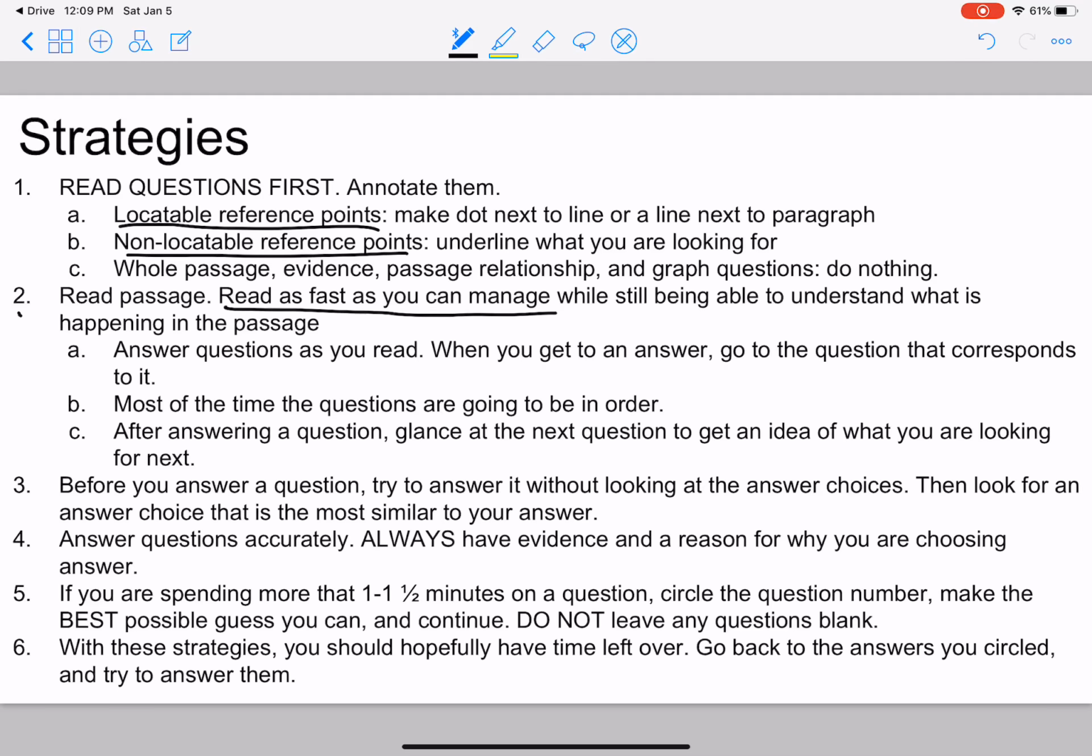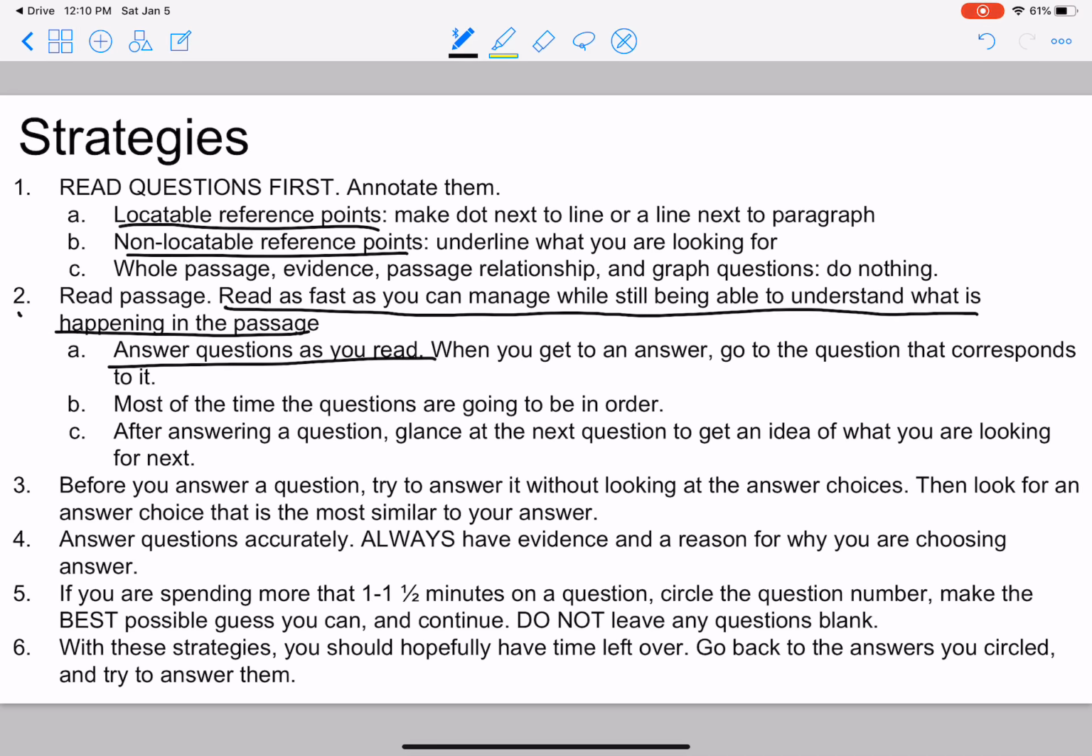Obviously, try to read as fast as you can manage while still being able to understand what is happening in the passage. We might want to read really fast so we can get it over with and make sure we have as much time as possible. But if you read so fast that you don't understand anything and you have to go back and reread, it's pointless. So just read well and read correctly the first time, so you don't have to reread over and over again and waste even more time, right? So just try to read as fast as you can, but just fast enough that you can still understand what you're reading, okay? And then make sure you answer the questions as you read.